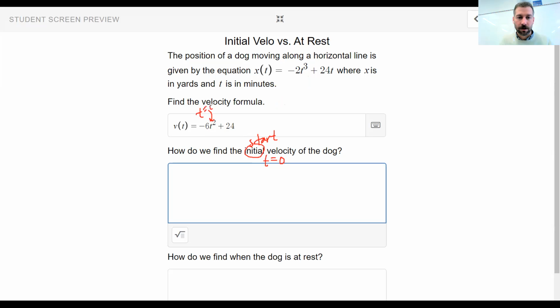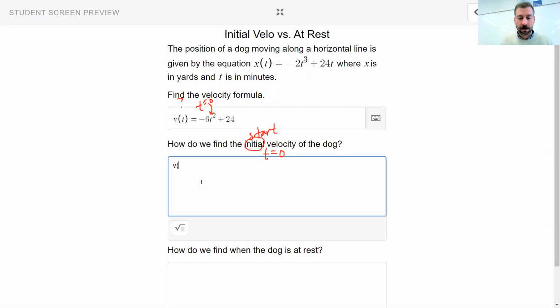At t equals 0, what is my velocity? All right, let's do that work real quick. So we're going to say v of 0, right? At a time of 0. Let's plug in and see what we get. -6 times 0 squared, you might be able to see where this is going, plus 24. And that tells me that v of 0 equals, well, 0 squared is 0, times -6 is 0. So we're just going to be left with 24.